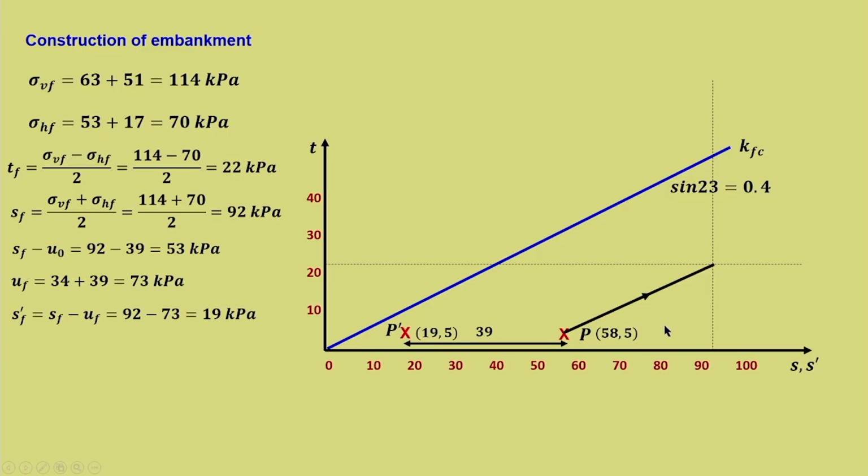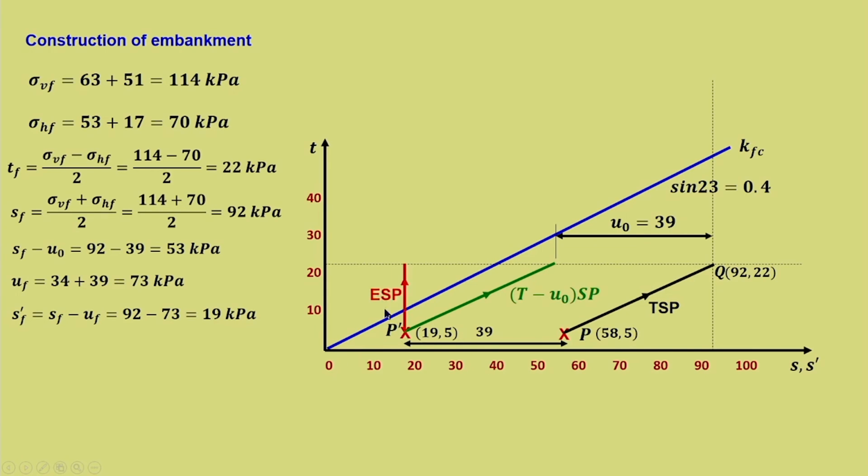So, this is the total stress path PQ, that is 92, 22. So, this is 92 and here it is 22, that is due to the construction of embankment. Now, when the embankment is getting constructed, the total stress path is progressing in this direction, and that is 92, 22, that is the total stress path. Now, this is the T minus U naught stress path. It is parallel to the total stress path, but it is drawn at this initial point, that is the initial pore water pressure 39 is subtracted from this, and this is the T minus U naught stress path.